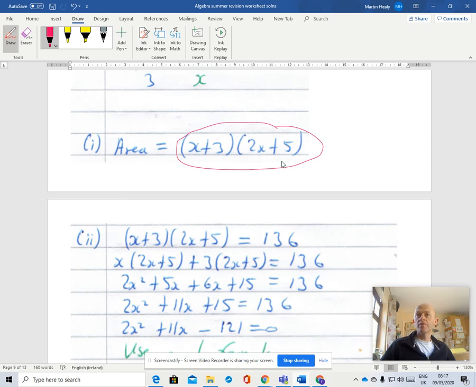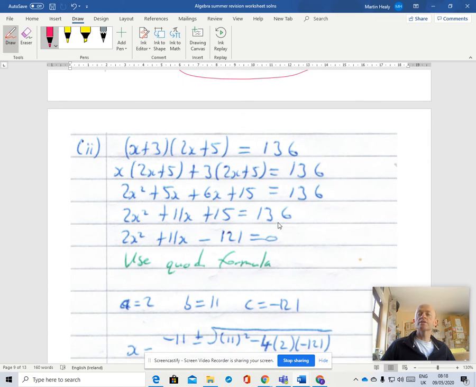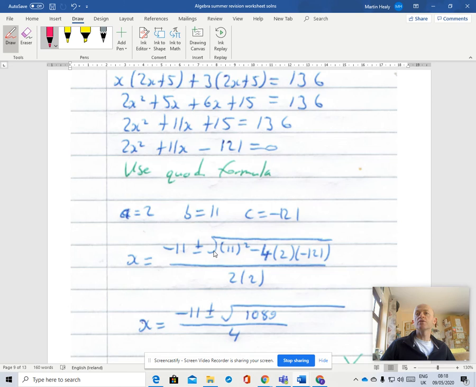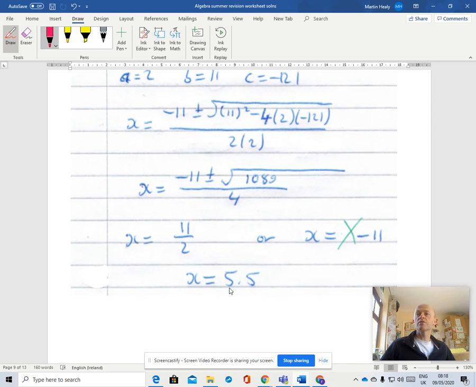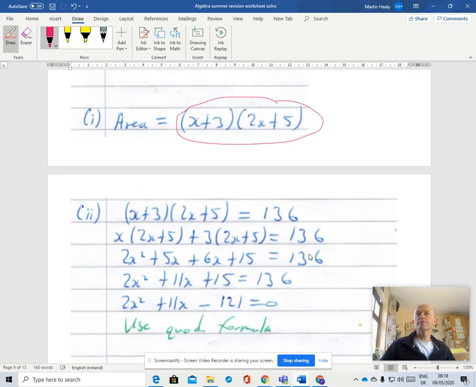So I let that formula there equal 136, multiply out my brackets, get down as far as here. I see there's an x squared here. That means it's going to be a quadratic. How do you solve quadratics? Bring everything over to the left-hand side and use your quadratic formula, and you get your answers there. X is either 5.5 or minus 11. That's no good to you because it's a negative number. You can't have negative distance.